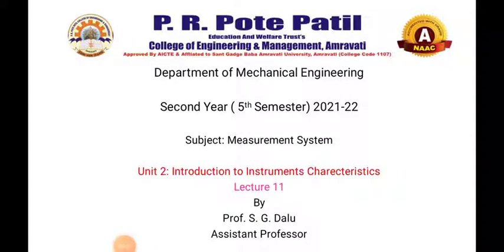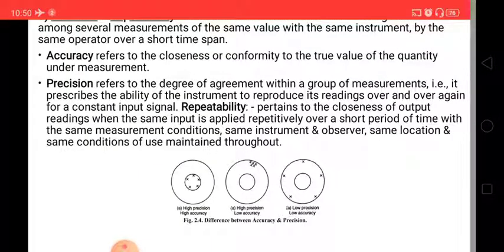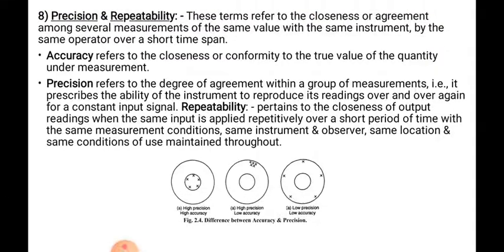Student, today this is lecture number 11 of unit 2, that is, introduction to instrument characteristics. In the previous lecture we studied what is resolution, what is sensitivity, what is threshold and what is deflection factor. Those four static characteristics we studied in the previous lecture. Today we are going to study precision and accuracy.